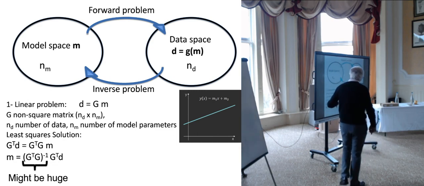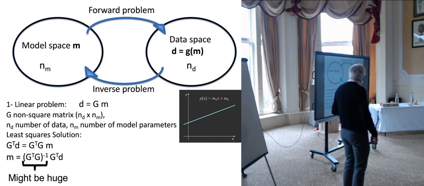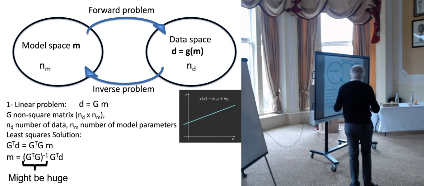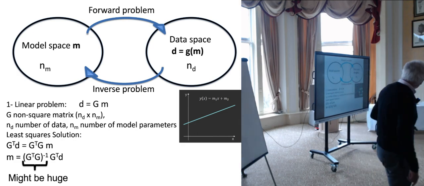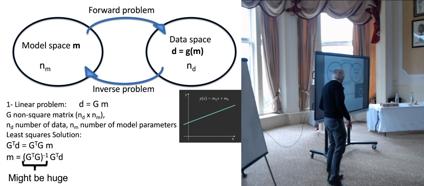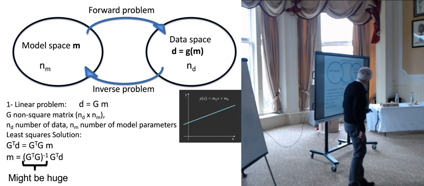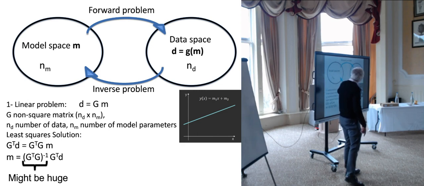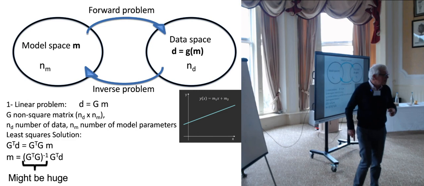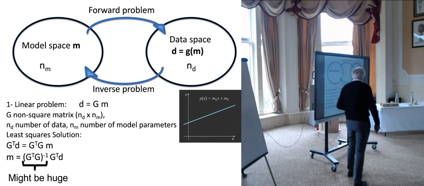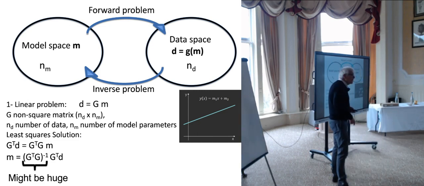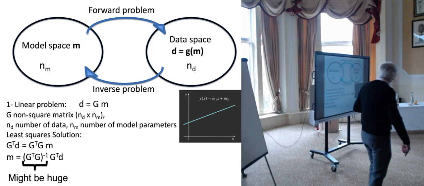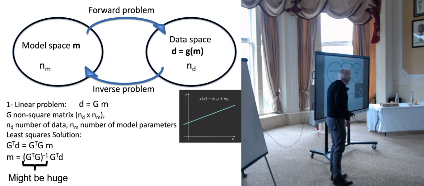In the linear case, we have a linear relationship between the data and the model parameters, but the main problem is that this matrix, or it can be a linear function as well, is usually not a square matrix. Usually the number of data, ND, is different from the number of parameters, NM. In the best case, we have much more data than model parameters, but it's not always. We have either an overdetermined problem or an underdetermined problem. So it's not a square matrix.